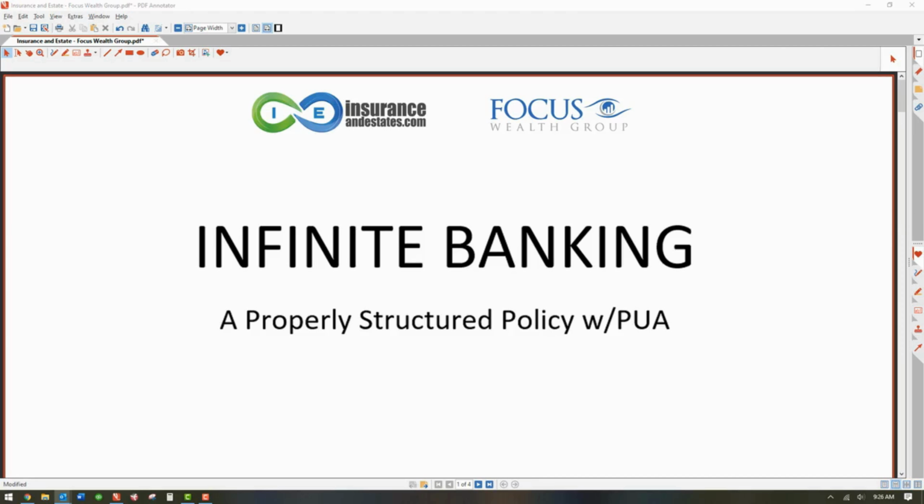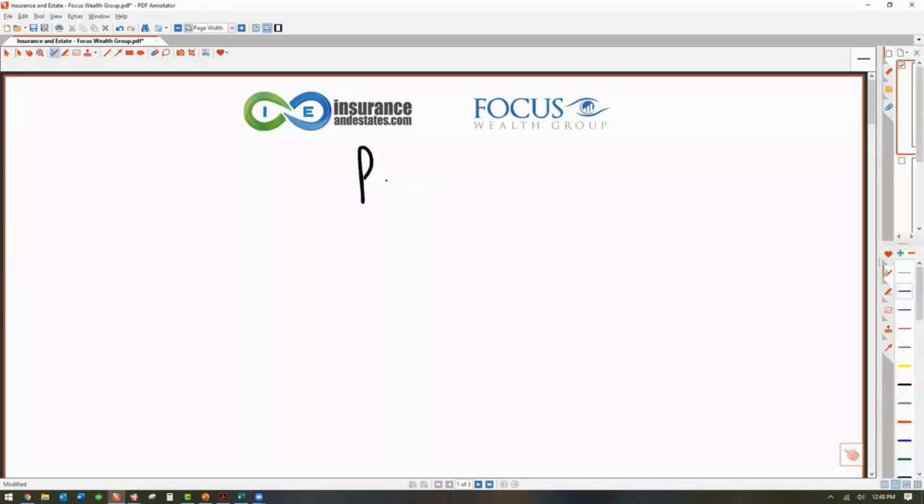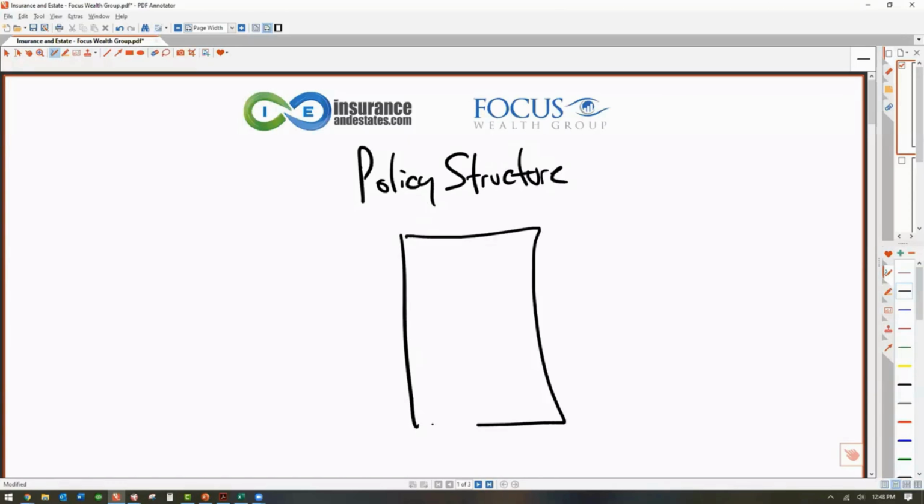Today is going to be focused on base premium and how to use paid up additions. So what I want to start off right here at the top is I'm just going to say policy structure. And the way I break this down, we'll draw a little rectangle here. We're using whole life insurance for the infinite banking concept because there's no increasing cost for base premium coverage.